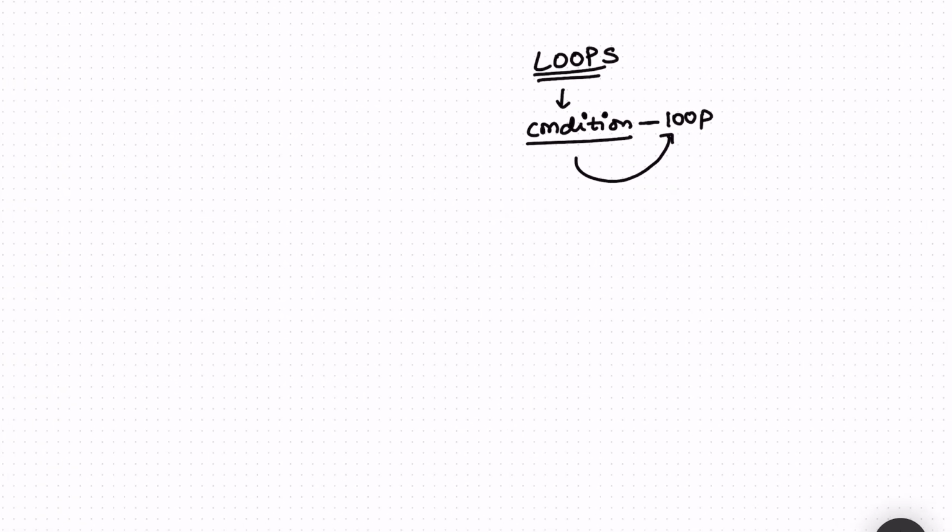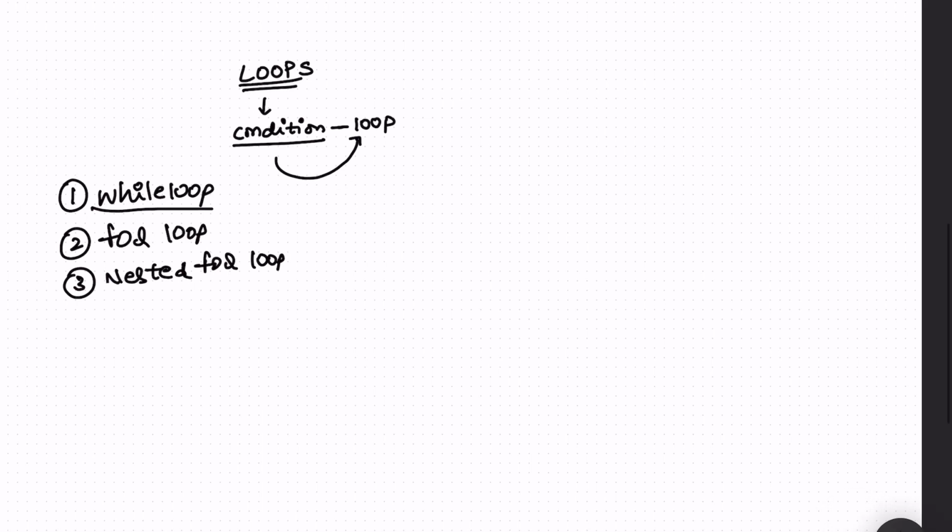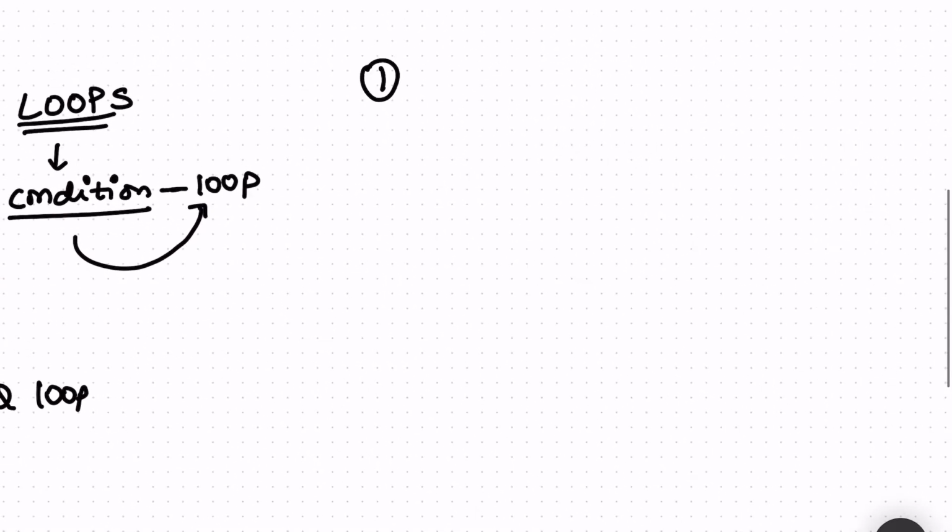So, loops are of three types. This one is while loop, second one is for loop, and third one is nested for loop. So today we'll discuss what is while loop. Okay.